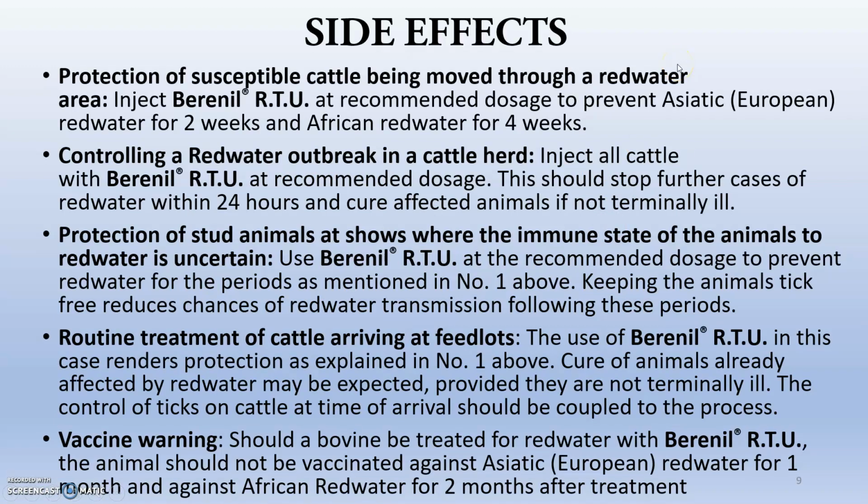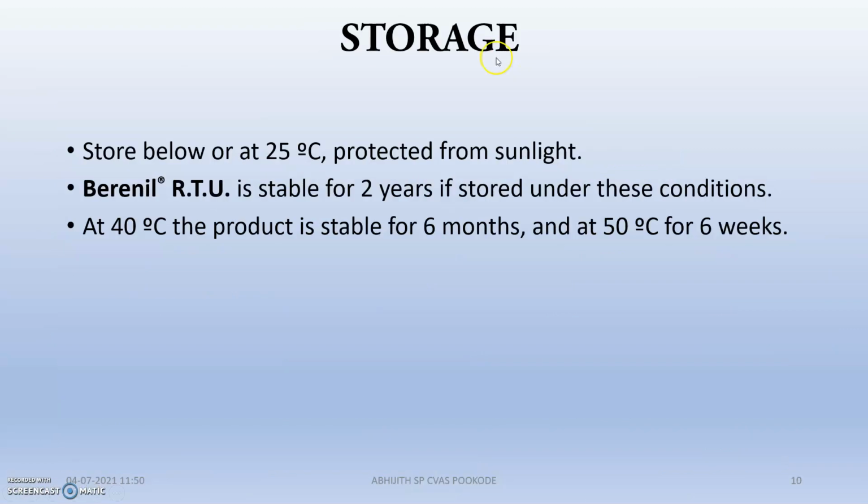Side effects, you can take a screenshot and look at these things if you are interested. Storage: we have to store it below 25 degrees Celsius and protect it from sunlight. If we store it below 25 degrees, we can use it for nearly 2 years. If we store it at 40 degrees Celsius, the product will be stable for 6 months. And if we store it at 50 degrees Celsius, the product will be in a useful condition for 6 weeks, because sunlight or temperature will degrade the amount of dimenazine acetate.